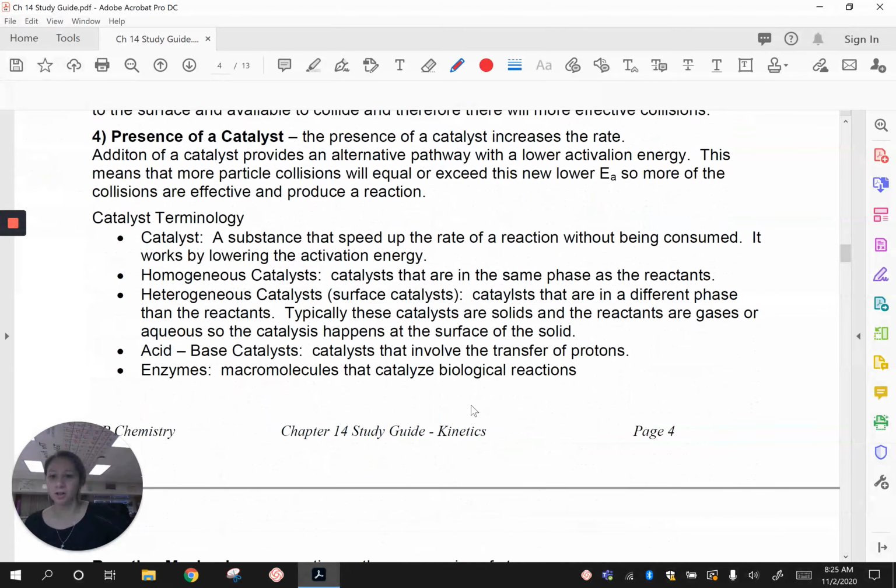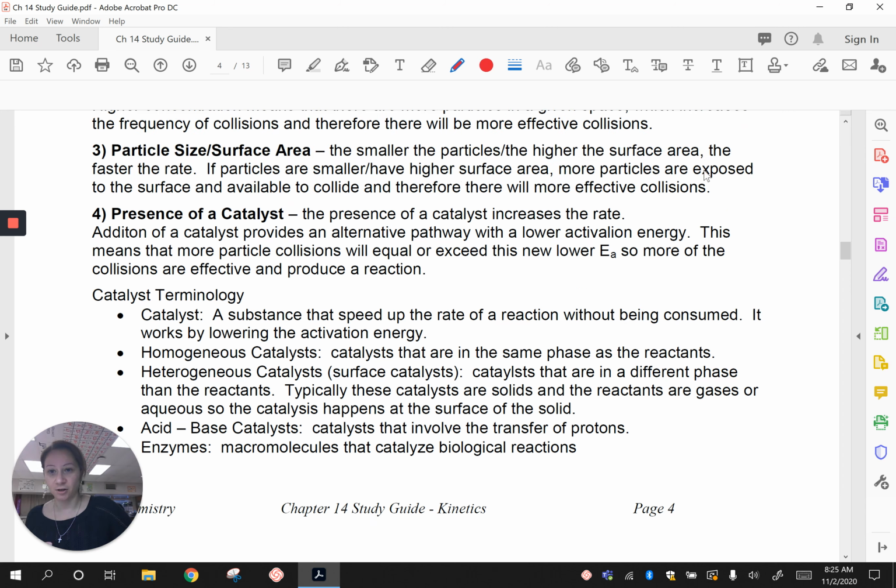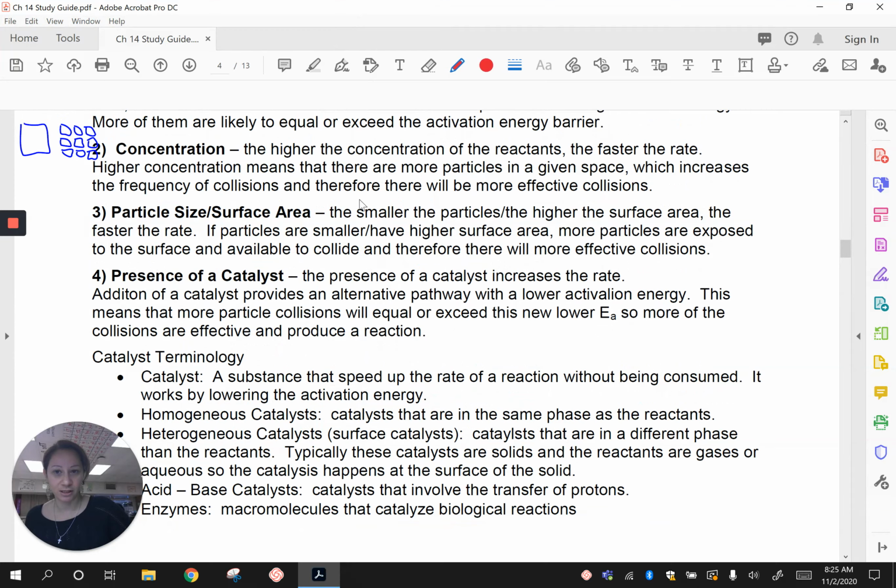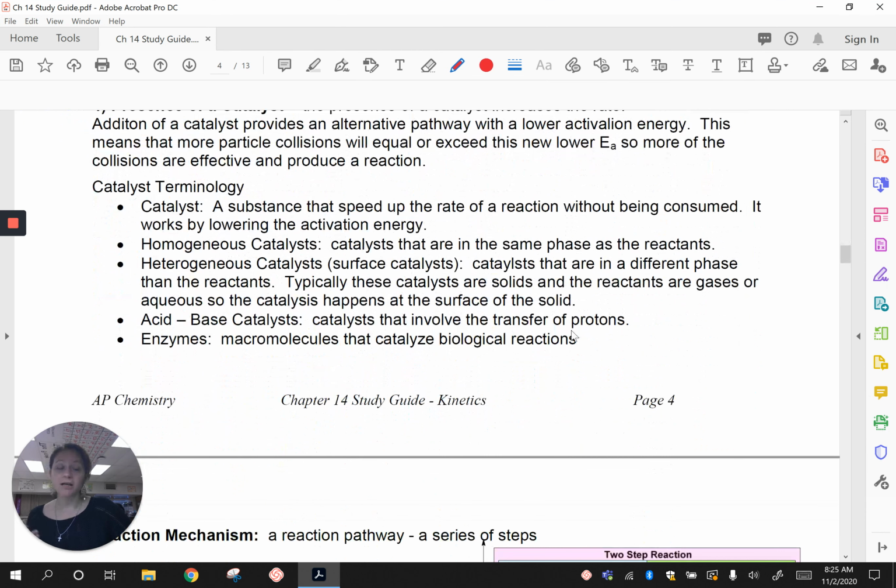Here's some terminology that you need to be aware of. Catalyst is a substance that speeds up the reaction or the rate of the reaction without being consumed. That's a key here, without being consumed, because if I add more reactants, that will speed up the reaction, right? We talked about concentration increasing the rate of the reaction, but the difference here is that it does not get consumed. So you put it in and then you get it out. And it works by lowering the activation energy, just like we saw.